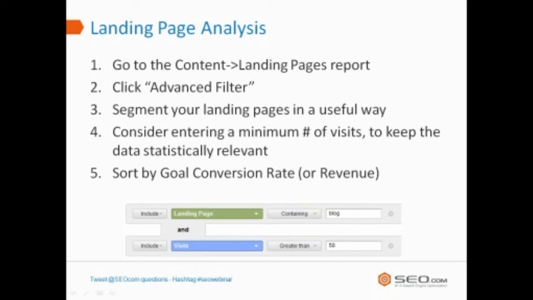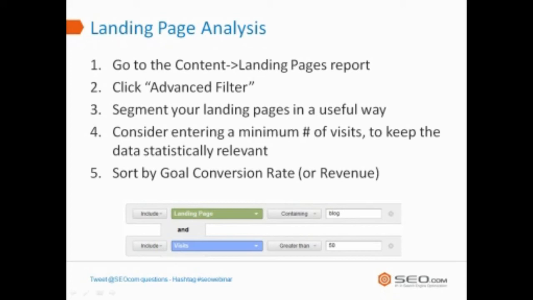But if you're ever just doing something quick, the advanced filter is really handy, and I recommend getting familiar with it. So segment them in a useful way. As you can see down below, these are the rules that I built into the advanced segment. I'm saying include all landing pages containing blog in the URL. That's because all of our blog posts are contained in our /blog directory on SEO.com.